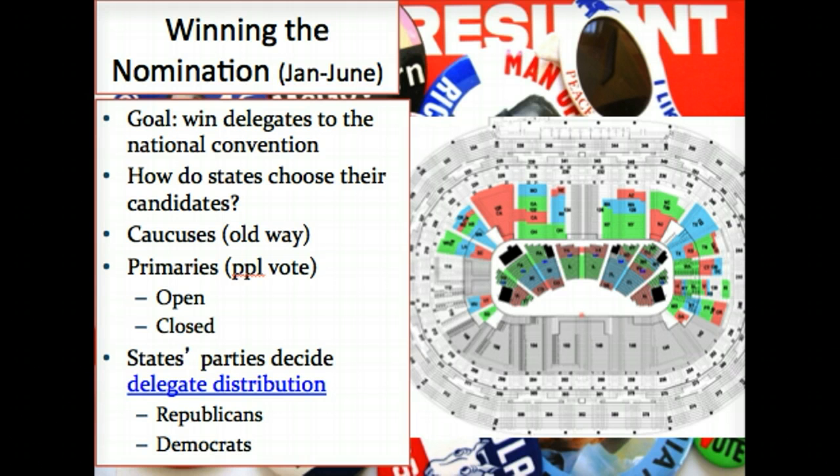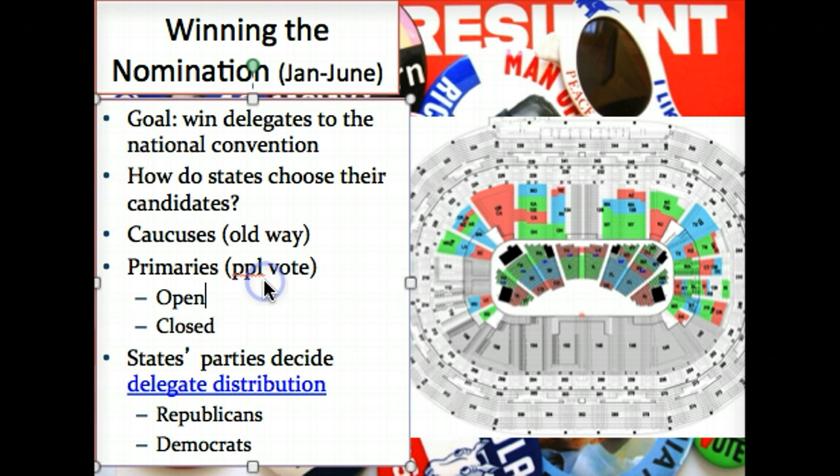Most delegates today are selected in presidential primaries. This is where voters in a state go to the polls and vote for a candidate. Presidential primaries are a product of the progressive reforms. Okay, so primaries, states use these primaries where voters essentially nominate the candidate by choosing delegates to go to the national convention on behalf of that state.